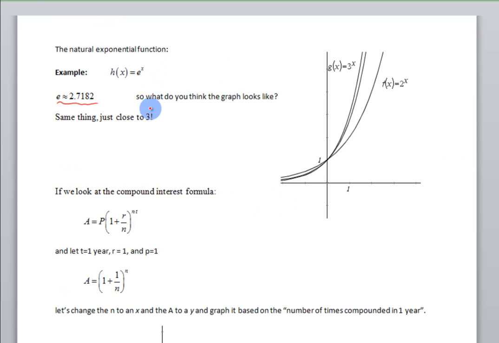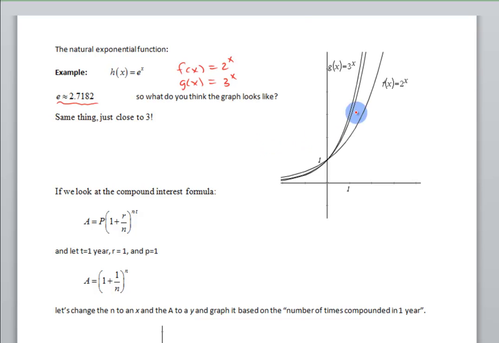Okay, the natural exponential function is this one right here. It has an e, which is like pi. It's approximated to 2.7182. And it looks like this, e to the x. It's not very much different than the other functions, say 2 to the x, or another one, say 3 to the x. It's just the base is changed to 2.7182 rather than a 2 or a 3.